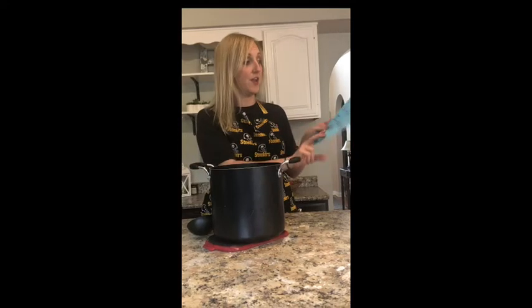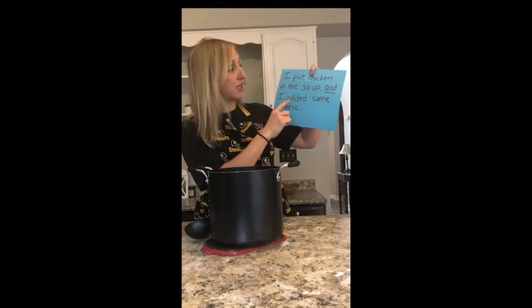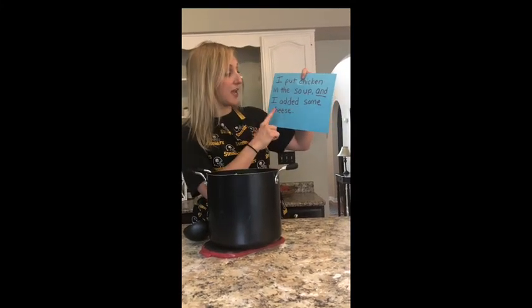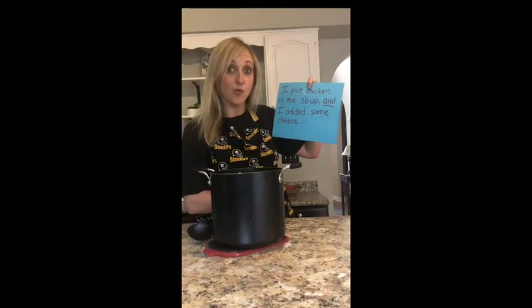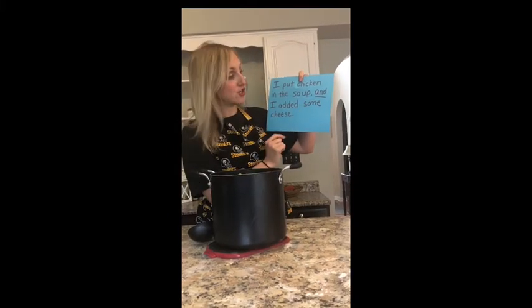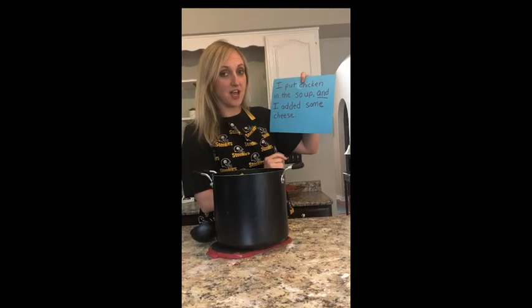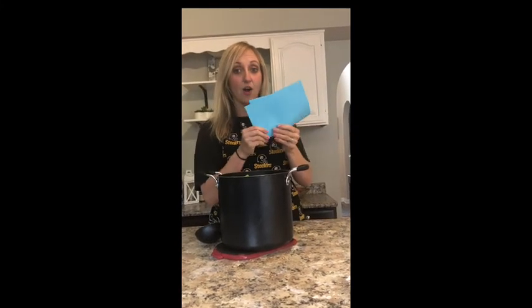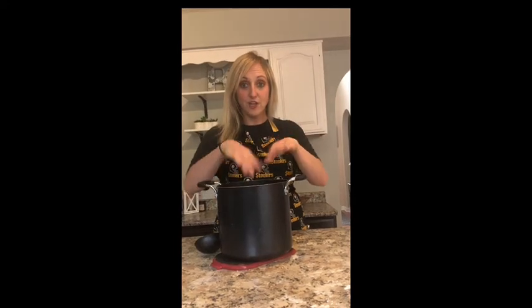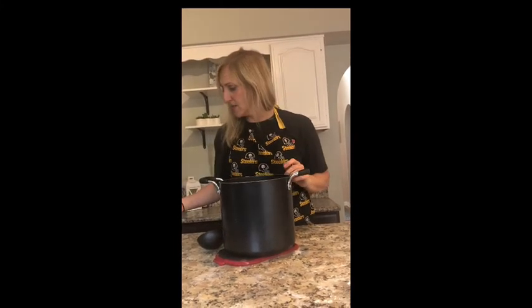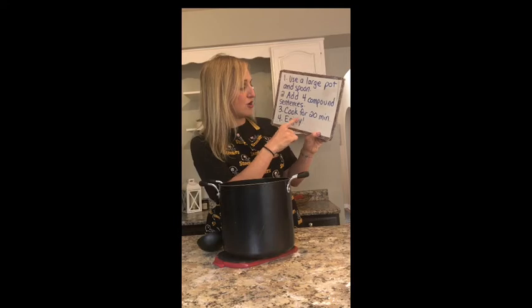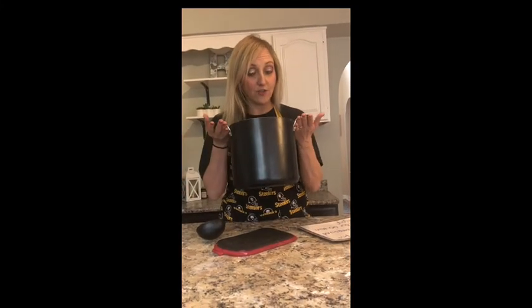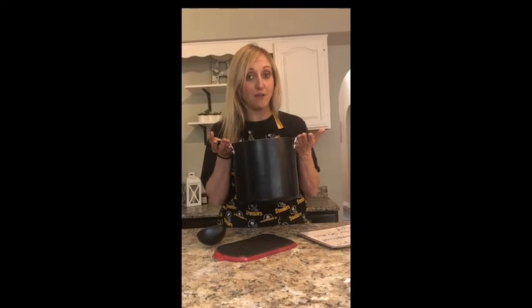And the last one, here we go. I put chicken in the soup, and I added some cheese. Ooh, very good. There's a conjunction and I see a comma and 2 independent clauses. Okay, our last compound sentence is going in our pot. Our recipe says cook for 20 minutes and then enjoy. Okay, I'm going to go cook it and we will see what kind of soup we have. Let's go.